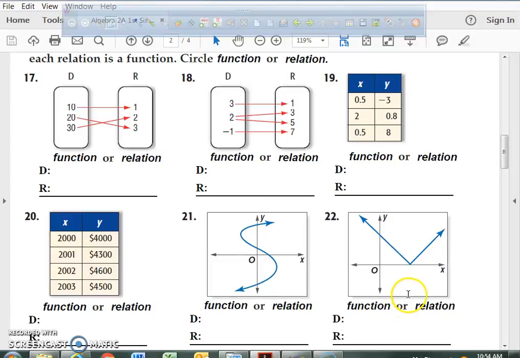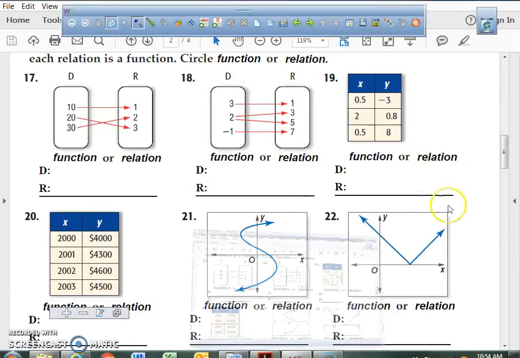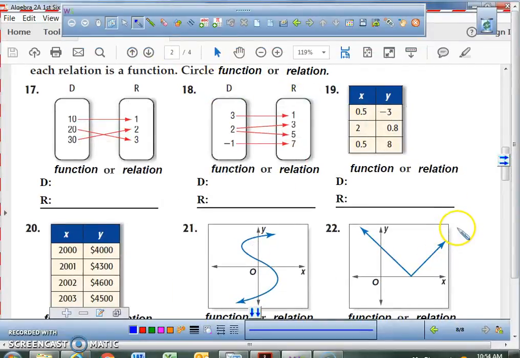Particular type of question, we're going to be talking about the difference between functions and relations, okay? So if I said number 17, what do you guys think that is, a function or a relation? It is a function, okay? Each x has one y value.